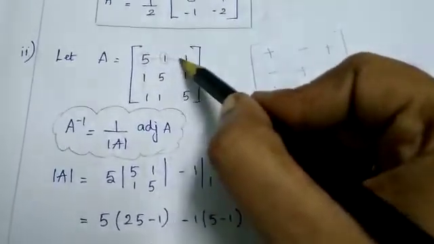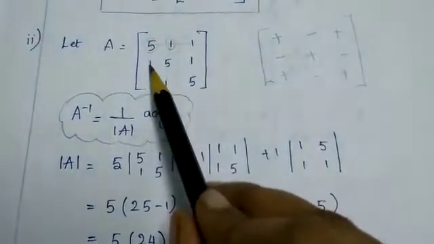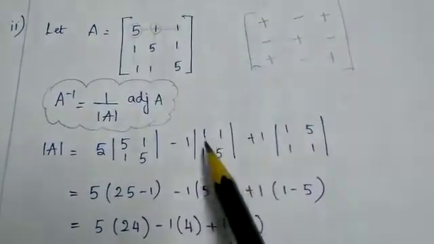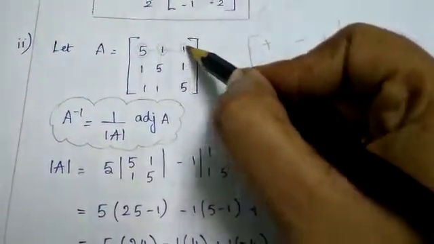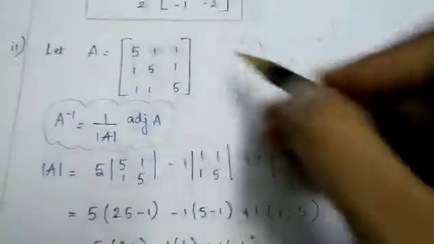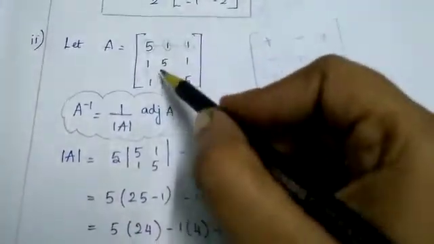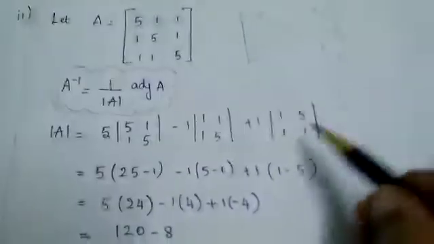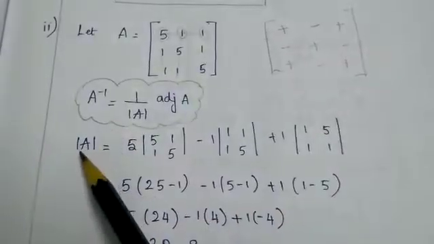1. If I take 1, the corresponding row and column get deleted. So what is the remaining element? 1, 1, 1, 5. The next symbol is plus. So plus, what is my third element? 1, sorry, 1, and the corresponding column and row get deleted. So 1, 5, 1, 1. See, 1, 5, 1, 1. Alright, we're going to find out only determinant A.